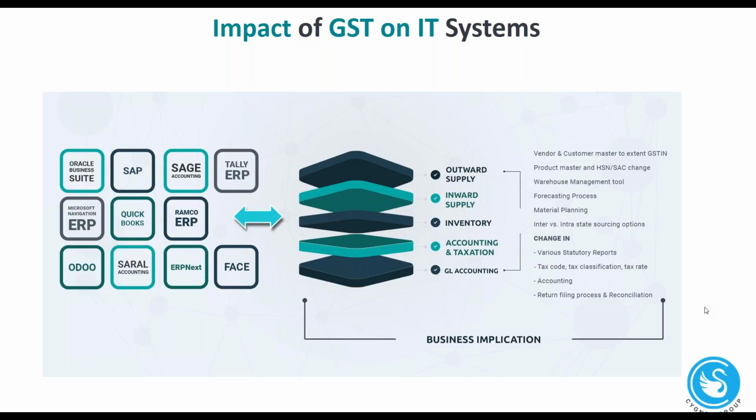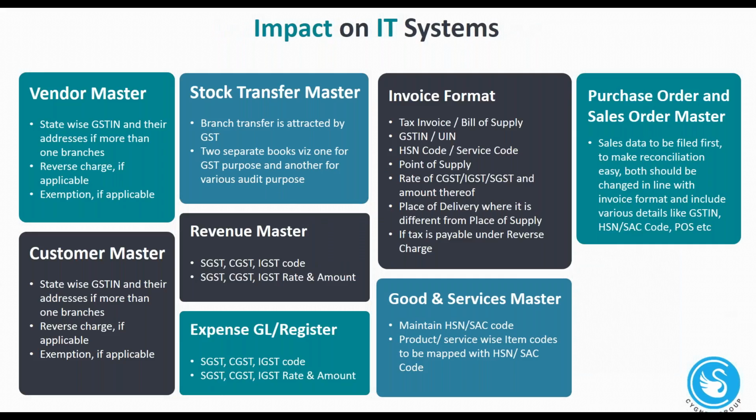There are certain other options given, like vendor and customer master to extend GST, product master and HSN/SAC change, warehouse management tool, forecasting process, material planning, inter versus intra-state sourcing options. The changes required are various statutory reports, because all the statutory reports are going to change under GST, the tax code, the classification of taxation, the rate of taxation, the manner in which you are doing accounting as of date, and most important, the return filing process and reconciliation. Because what we are going to discuss today is the entire return filing process, and how complicated the return filing process is going to be in GST.